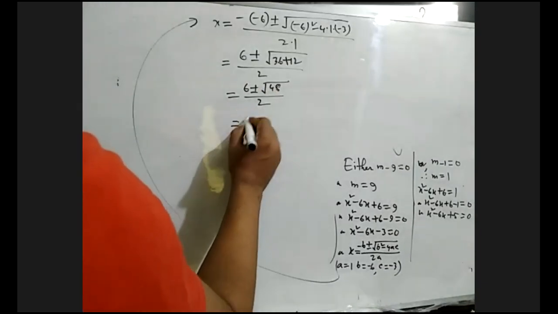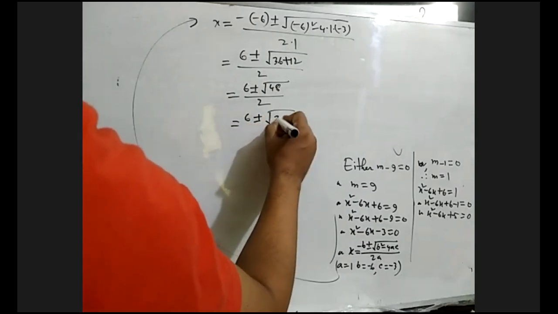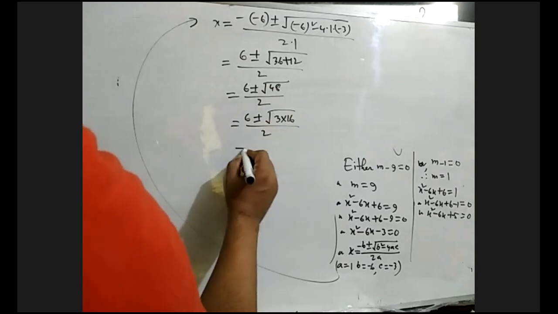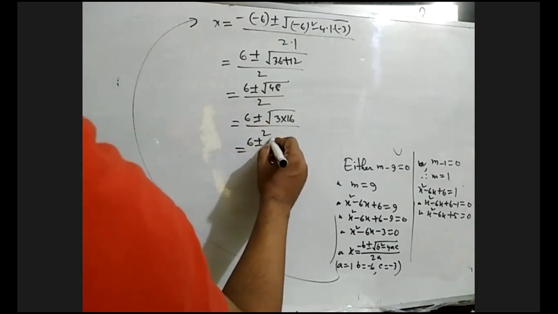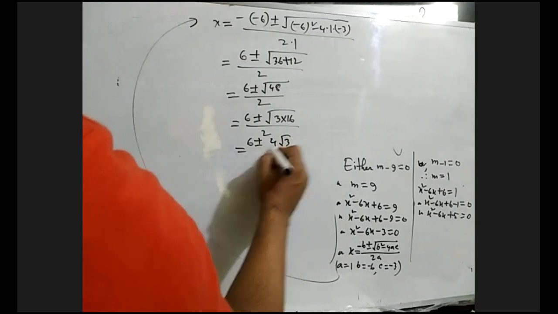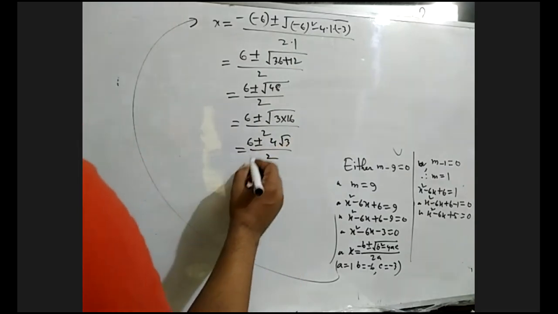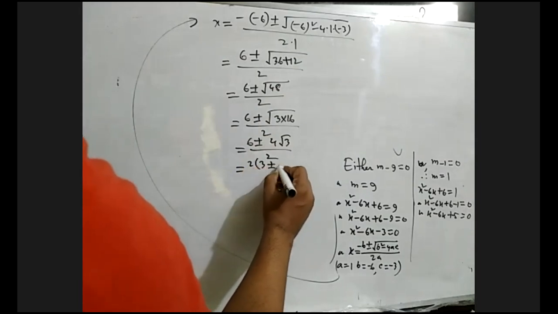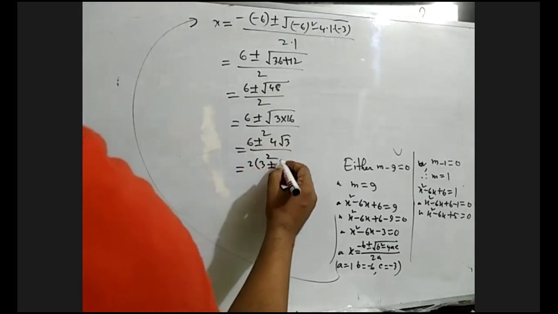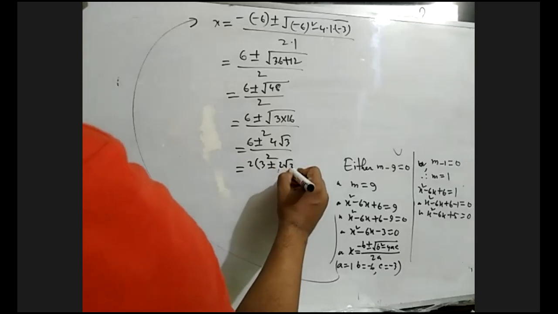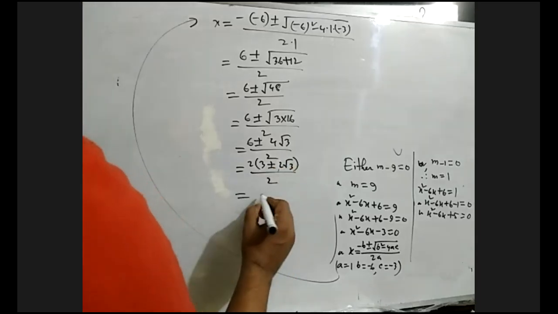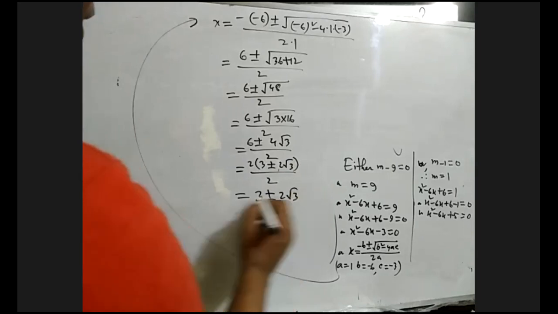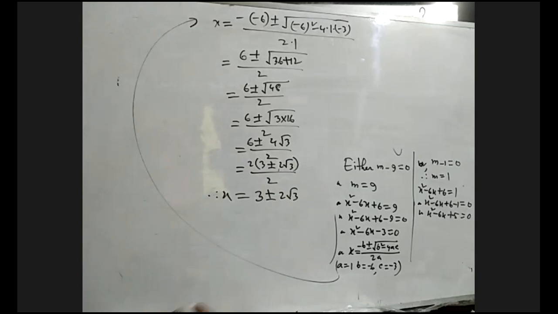So this equals 6 plus minus square root of 48, which can be written as 6 plus minus 4 root 3, divided by 2. Here 2 can be common, 2 times 3 plus minus 2 root 3, divided by 2. So we get only 3 plus minus 2 root 3. This is x for the first one.